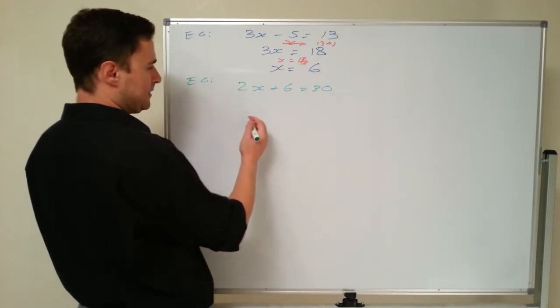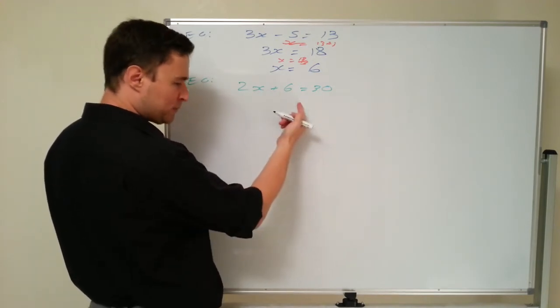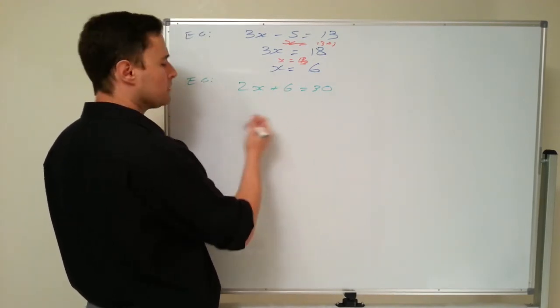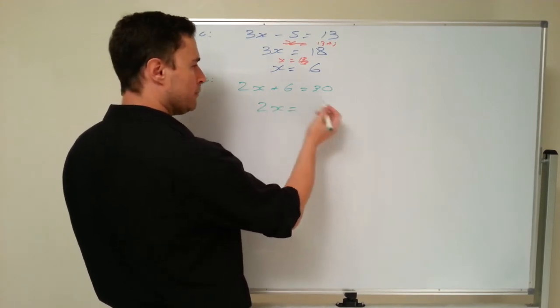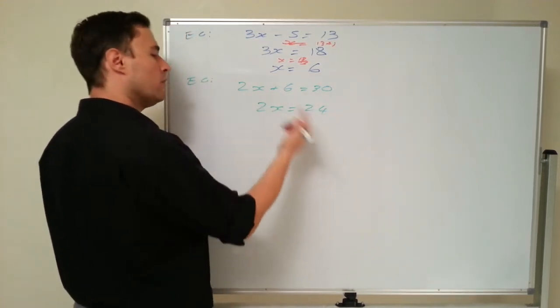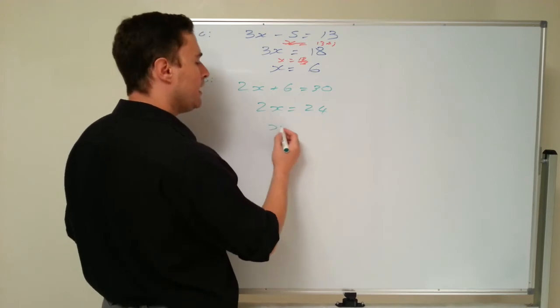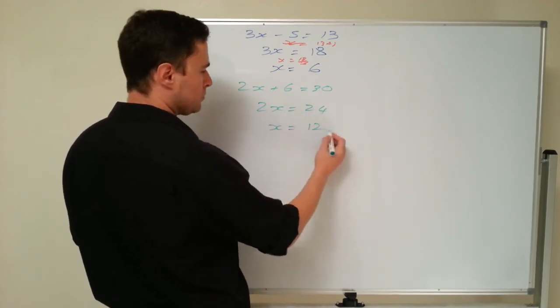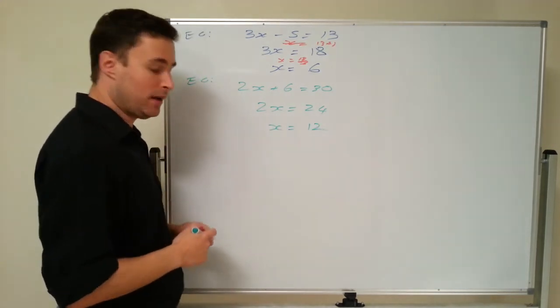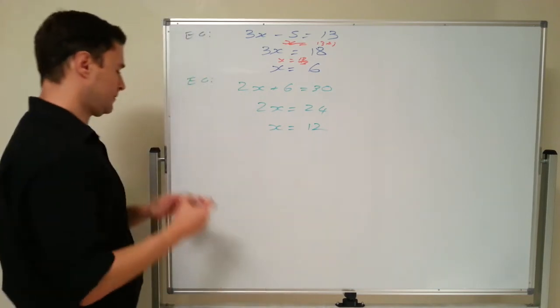So, let's speed things up. I'm going to reverse BEDMAS, get rid of the plus before the multiplication. So I've got 2x equals 30 minus 6 is 24. Opposite times by 2 is divided by 2. x equals 24 divided by 2 is 12. Okay, easy cake, huh?